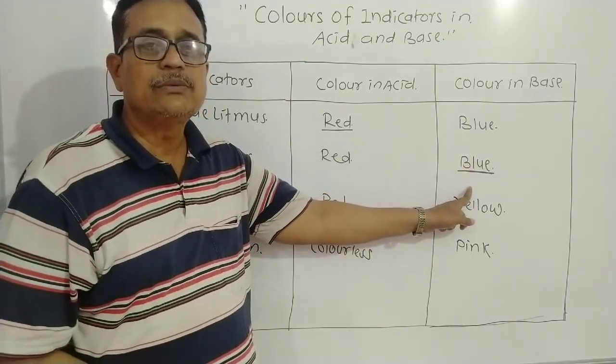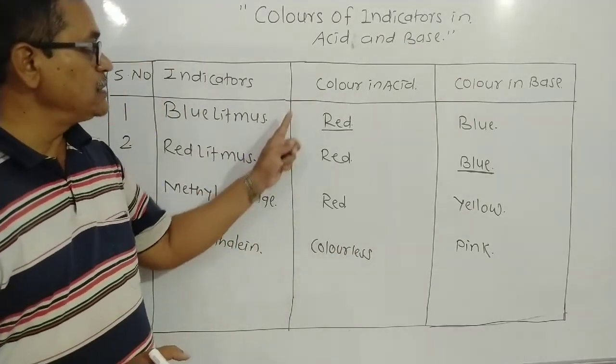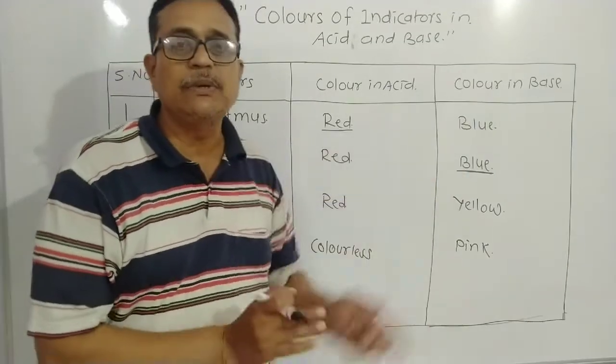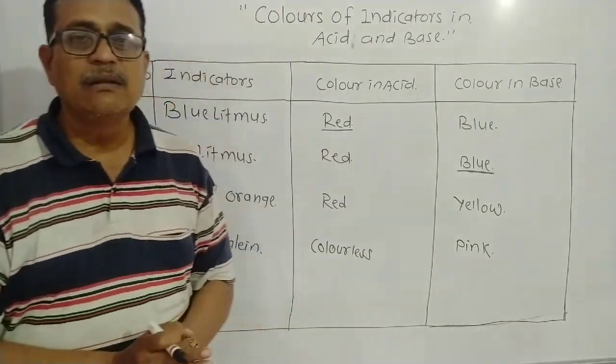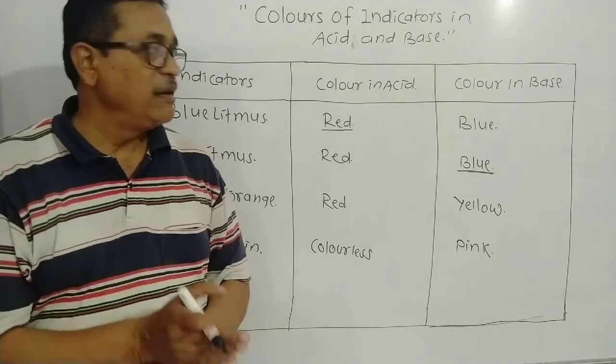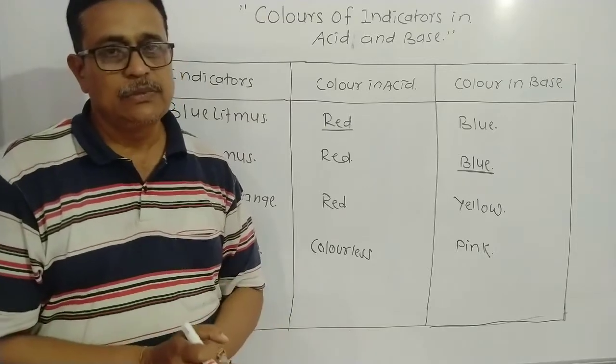Means look here, dear student, the color of litmus in acid is red and the color of litmus in base is blue. Understand here? The color of litmus paper in acid is red and the color of litmus paper in base is blue.